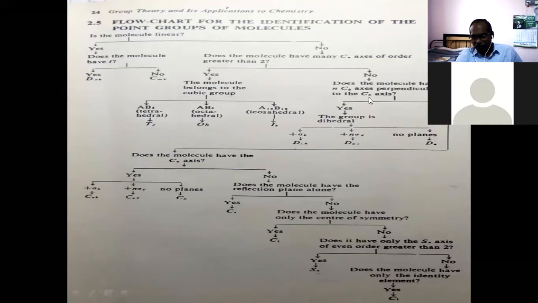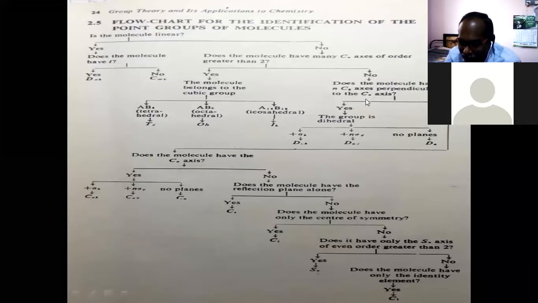But here what we mean is, it contains only one axis with order greater than 2, but it has C2 axes, and the number of C2 axes present is equal to N. For example, I take the boron trifluoride molecule, BF3. Suppose you have a notebook with you, write down the structure of trigonal planar BF3. That molecule contains one C3 axis which passes through boron, perpendicular to the plane of the notebook.